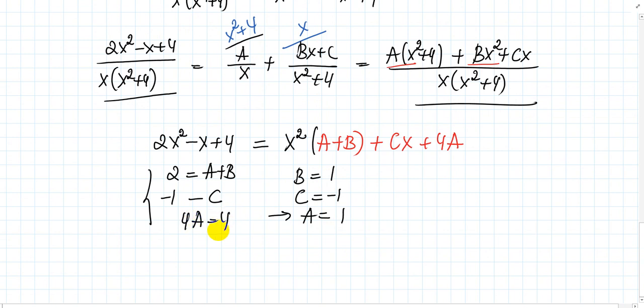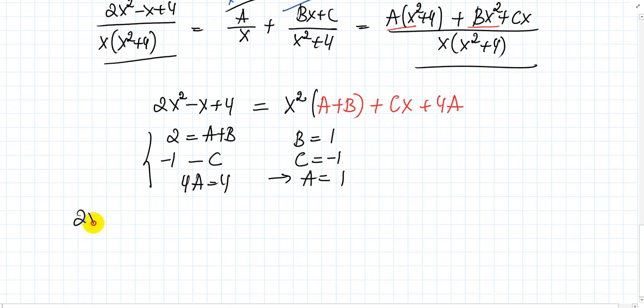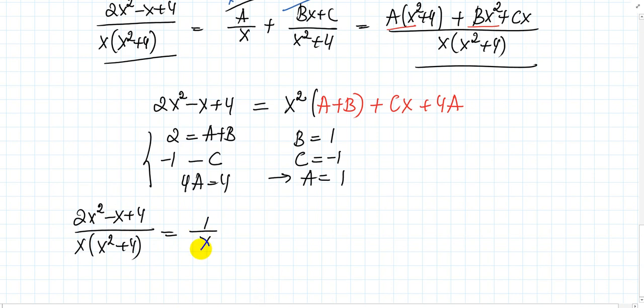Okay? That's it. So (x squared minus x plus 4) divided by x times (x squared plus 4) is equal to 1 over x plus (x minus 1) divided by (x squared plus 4). Okay? This is not the end of the story, because now in the third case, this integration will be slightly different. Okay? Slightly difficult, I would say. The integration of the last part.